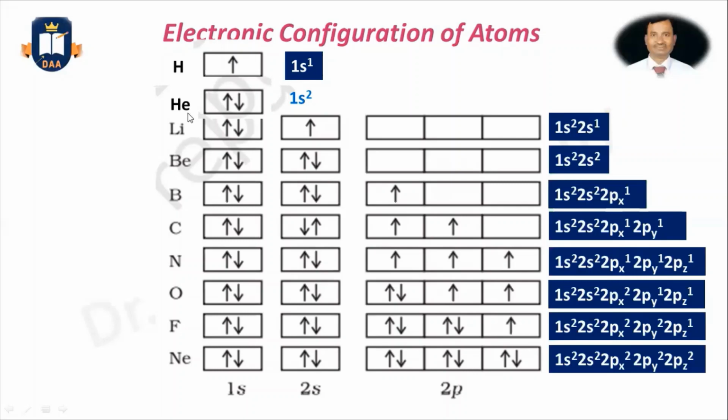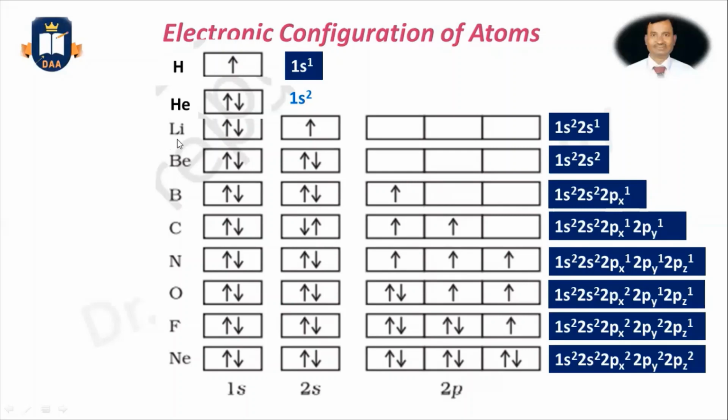So for helium, we know that helium has 2 electrons, and it will be occupied by the number 1 shell, and the subshell is s. So 1s superscript 2. 2 means 2 electrons. That means the number of electrons will be the superscript of the sharp shell. In this case, the sharp shell is s.